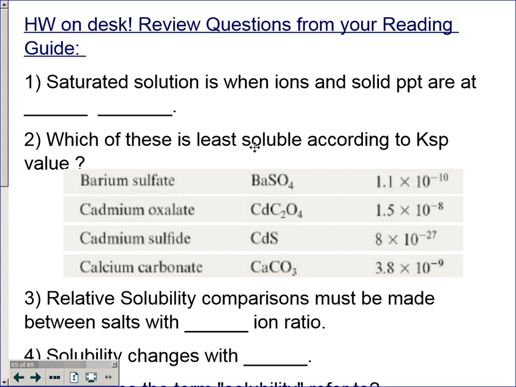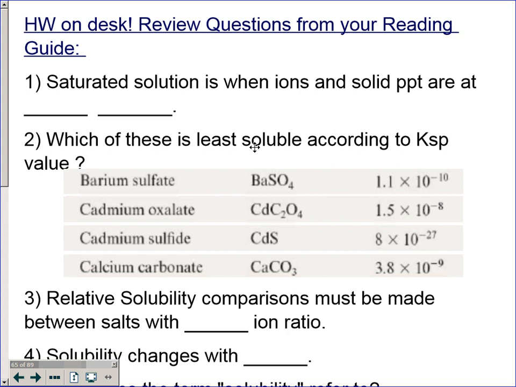So comparatively, barium sulfate and so on. Who is the least soluble? Cadmium sulfide, 10 to the negative 27th, right? And why can I compare these specifically? Why am I allowed to compare? Like, I'm letting you compare these using their KSP values. There's a reason why.